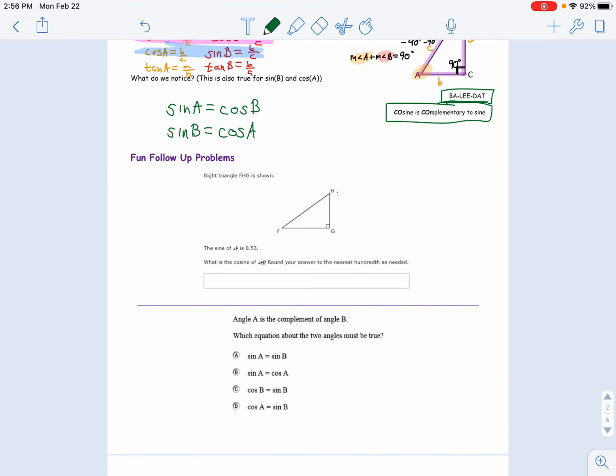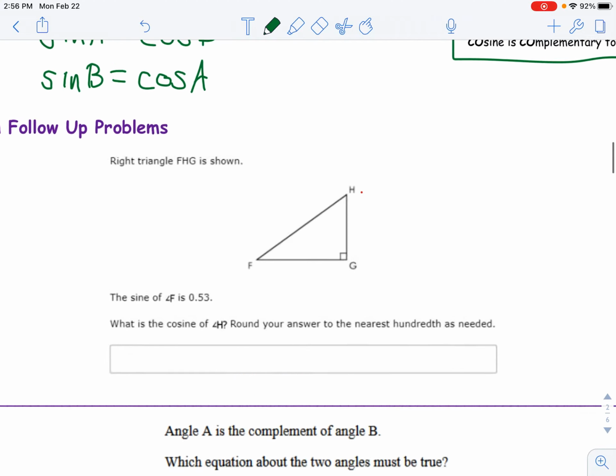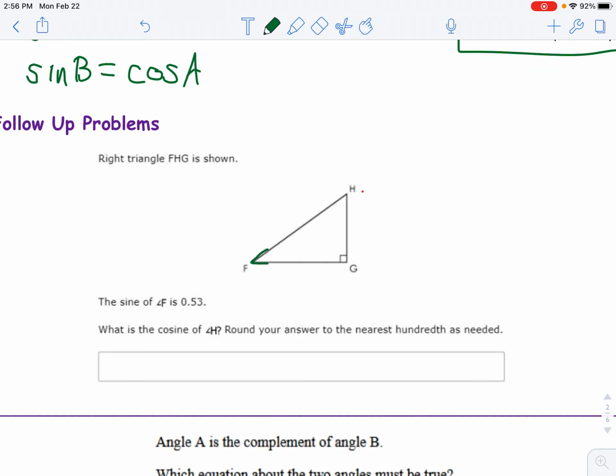All right, so some quirky follow-up problems. Again, I steal these problems from all over the world. Sometimes I like to talk about some funky things, but right triangle shown below. The sine of angle F is 0.53. So we got angle F. That angle over there, that's opposite, that's hypotenuse. Well, I know that the sine of angle F is equal to 0.53. That's kind of a quirky way to express it. We haven't really talked about it in that manner.